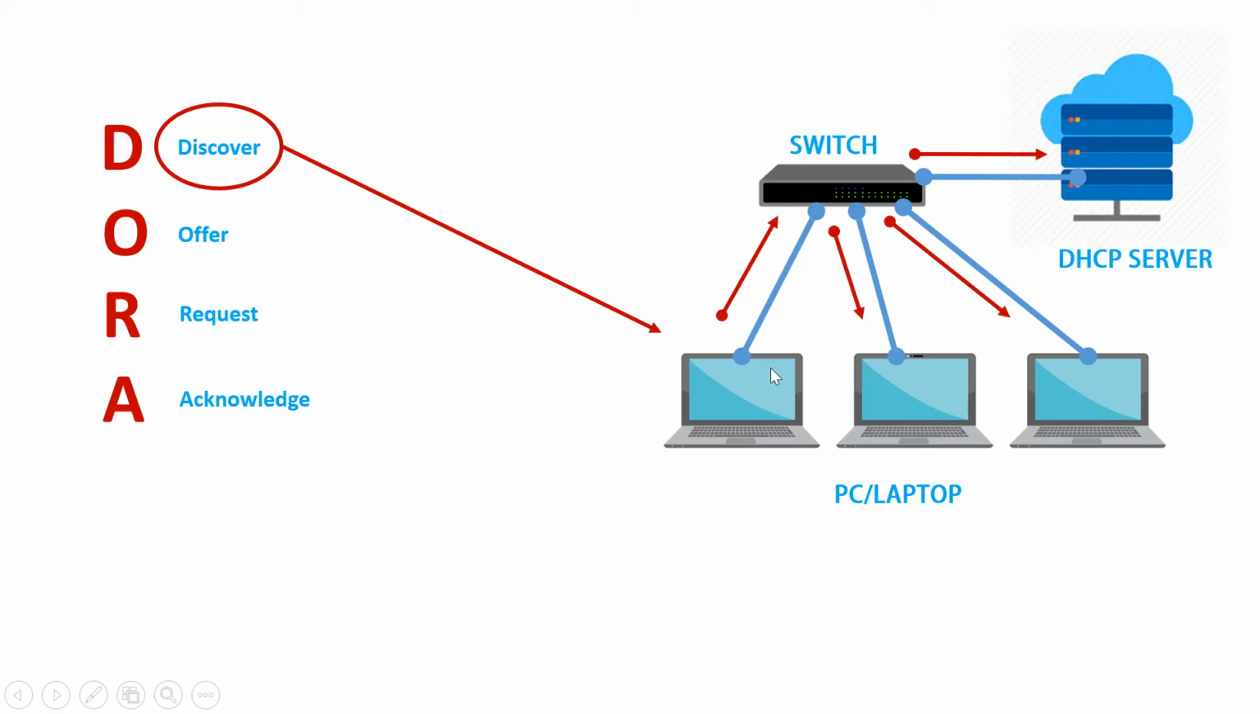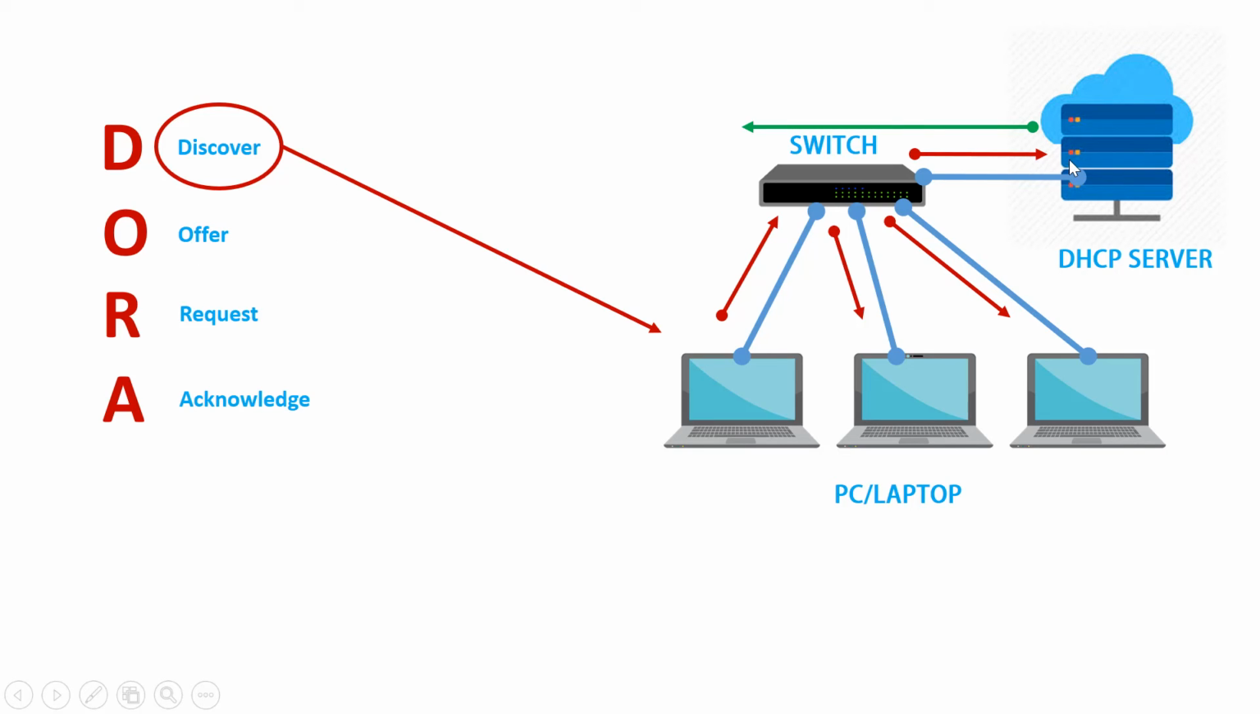So if this laptop is actually a person, he's like shouting, "Hey, is anyone out there who can give me an IP address? I am a client here. I'm looking for a DHCP server who will be able to give me IP configurations." If anyone in the network is a DHCP server, they are going to respond. And this is what we call the offer stage.